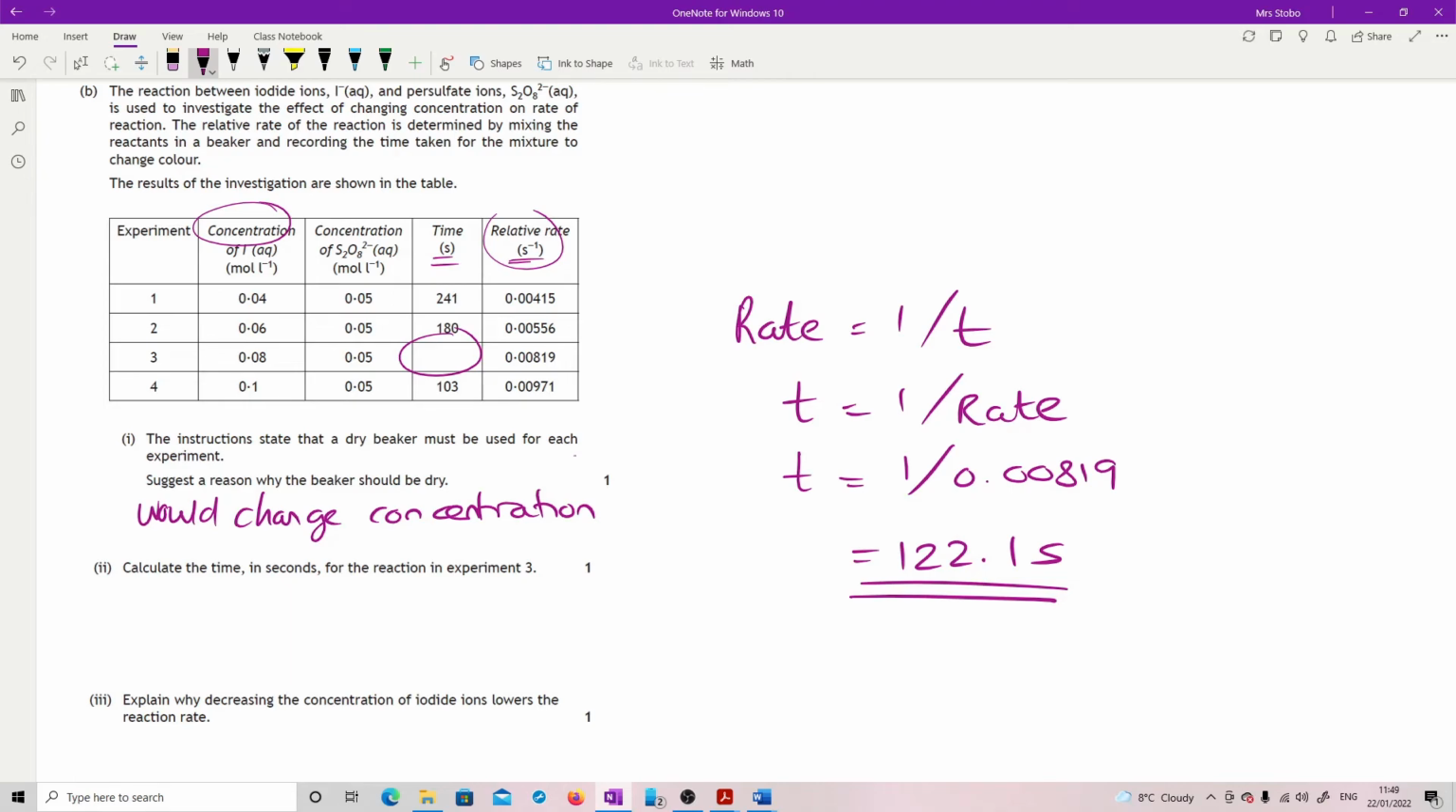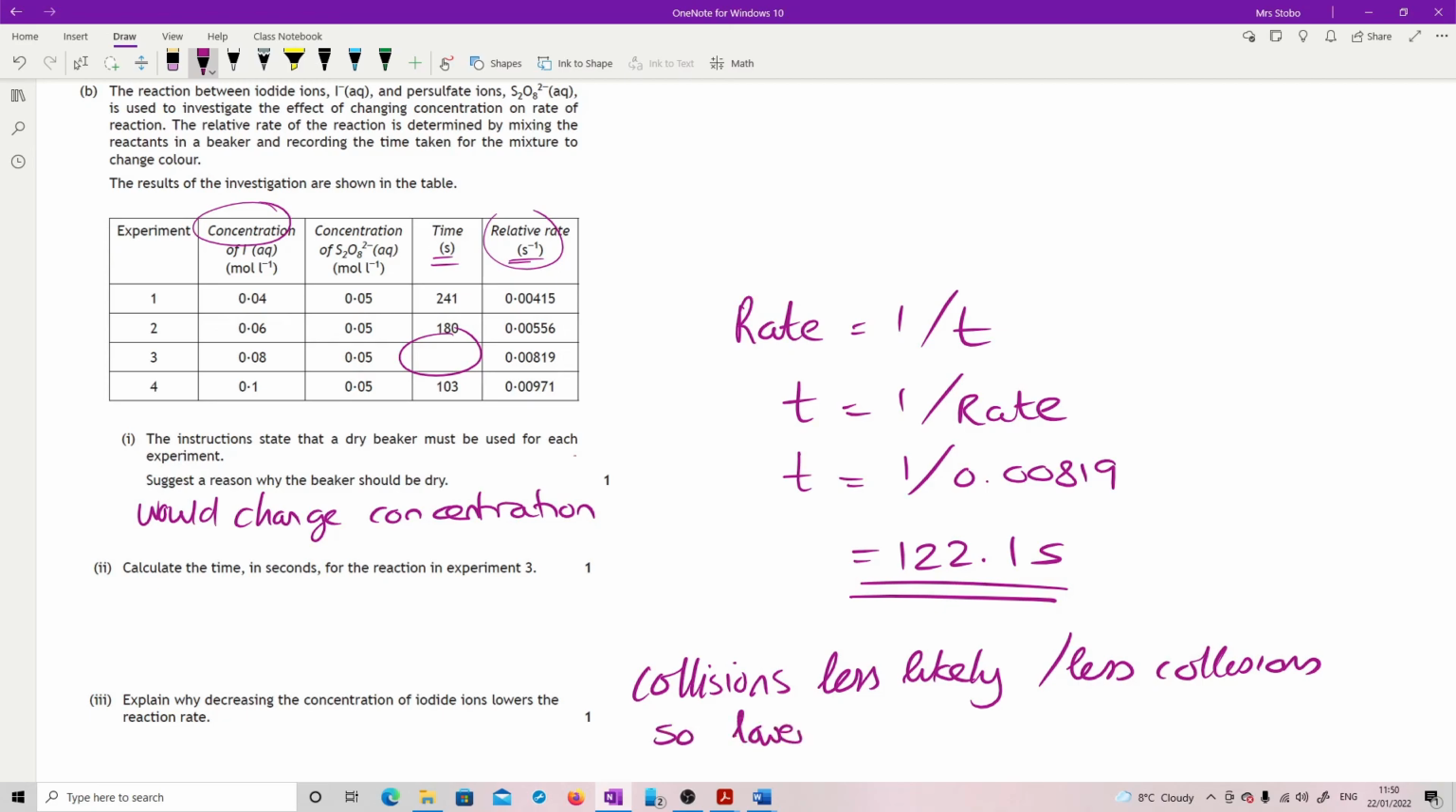Explain why decreasing the concentration of iodide ions lowers the reaction rate. To be honest, this is a very simple question. You just have to remember what you're talking about here. We're talking about collisions. Collisions are less likely, or you just have fewer collisions, so a lower rate. And that's it. This is definitely the end of this question.